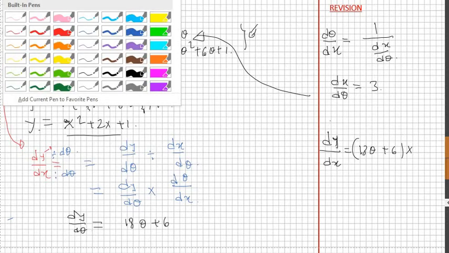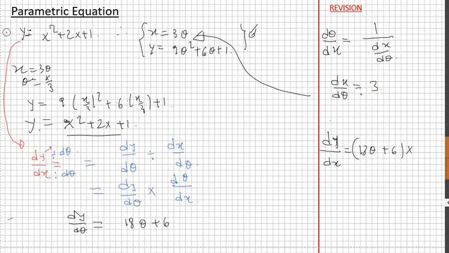As I've already determined, the derivative of x with respect to theta is equal to 3, so the inverse will be 1 over 3. So 1 over 3 represents the derivative of theta with respect to x. Now I need to multiply that 1 over 3 with what I have here. If I multiply these two, I'm going to get 9 theta plus 2.